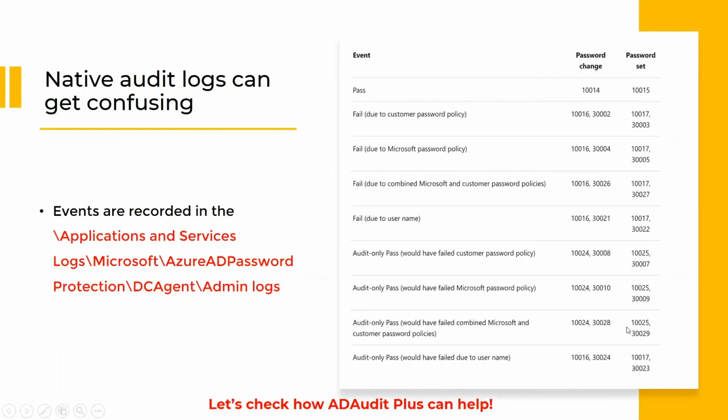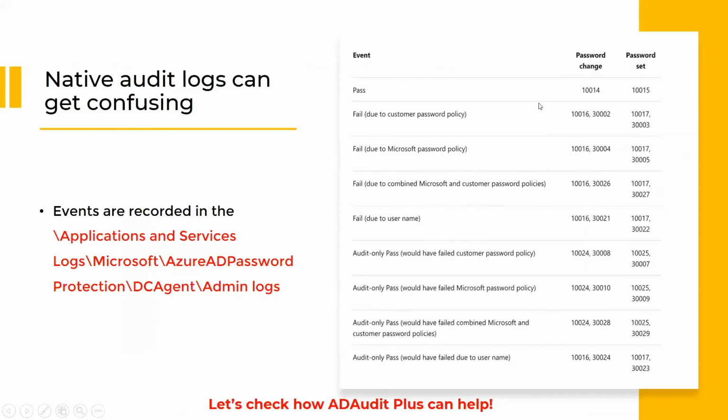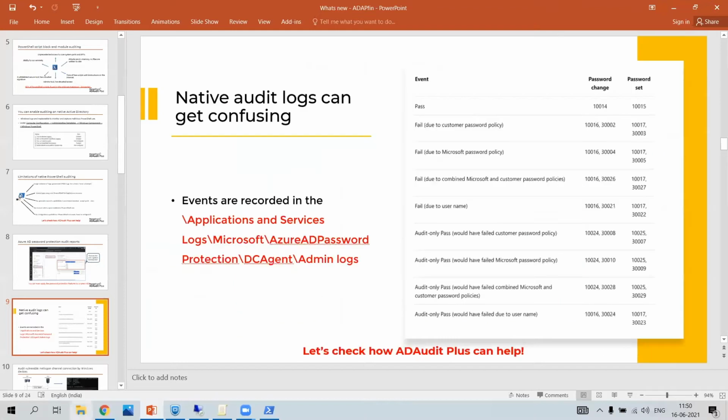So there are a bunch of logs right here that are recorded in this area of your event viewer, and you may have to audit these events across all your users in your environment. Any user who's connected to Azure, if you've deployed password protection, if your users are using weak passwords, and if you want to check how password protection is evaluating those passwords, if it's accepting them, if it's denying them, then these logs come in handy. And this is where ADAudit Plus can help as well.